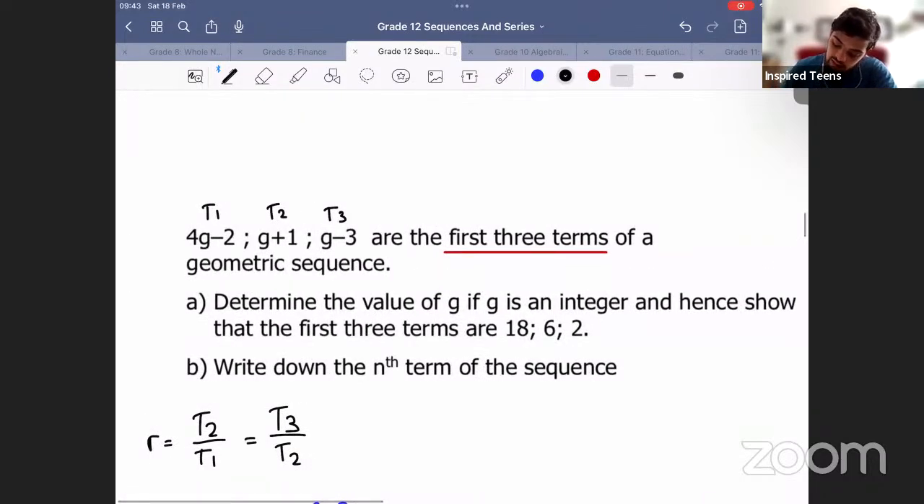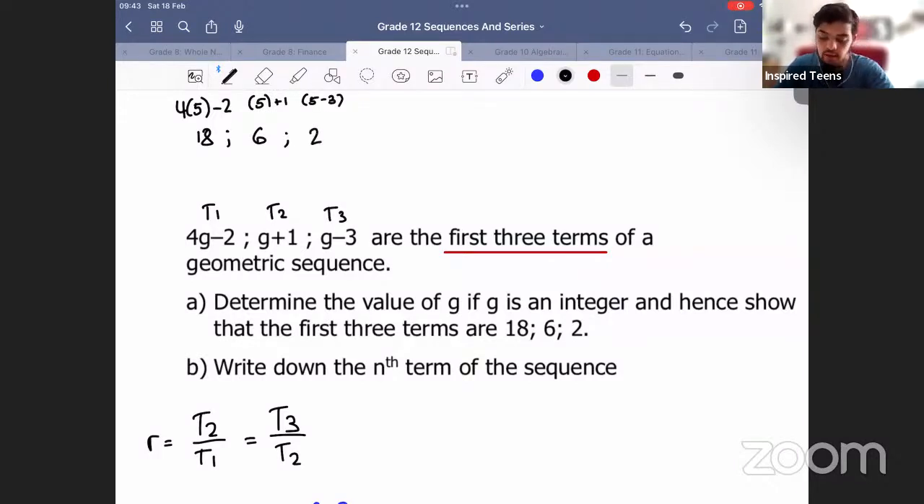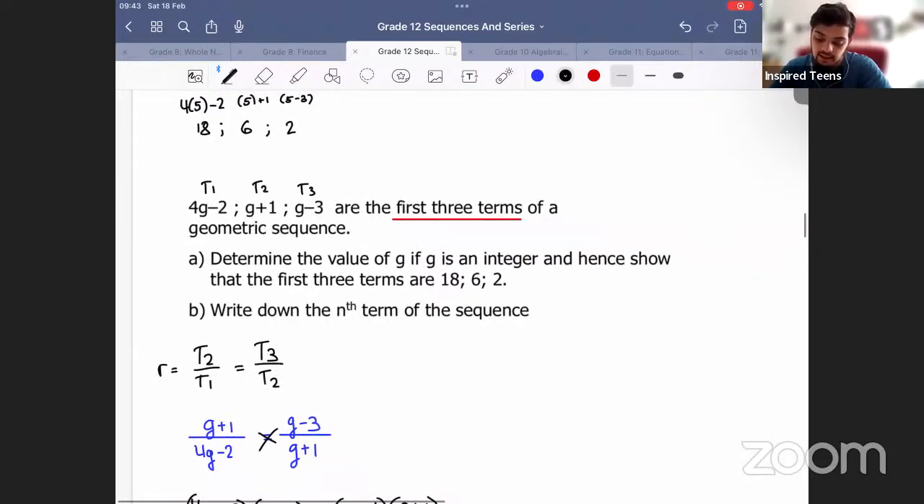So we have to show that the first three terms are 18, 6, and 2. So 4 into 5, I can substitute G because I just solved for it. 4 into 5 minus 2, it has to be 18. So 20 minus 2 is 18. G plus 1, so 5 plus 1, 6. G minus 3, 5 minus 3, 2. Okay, so the first three terms I've just shown are 18, 6, and 2.